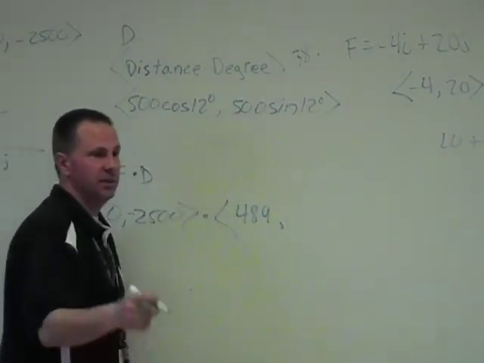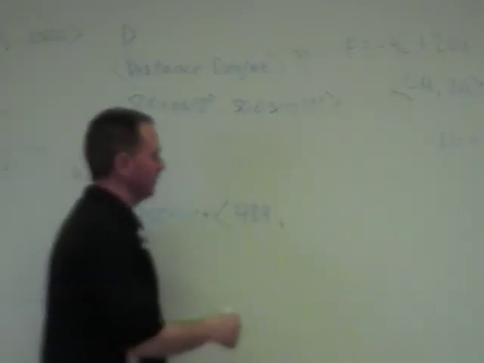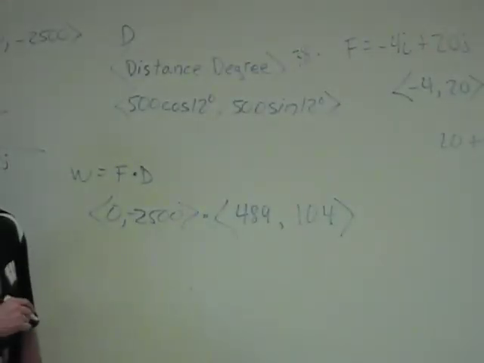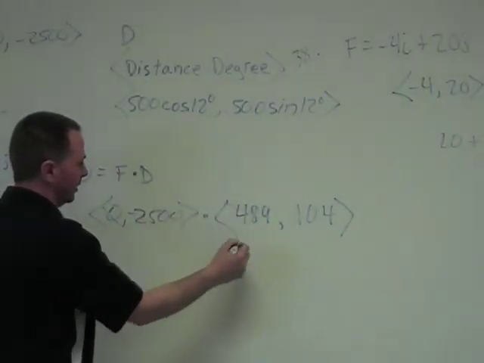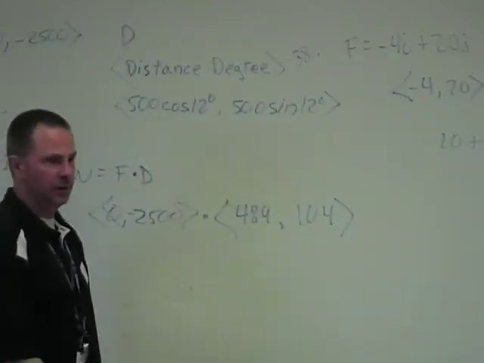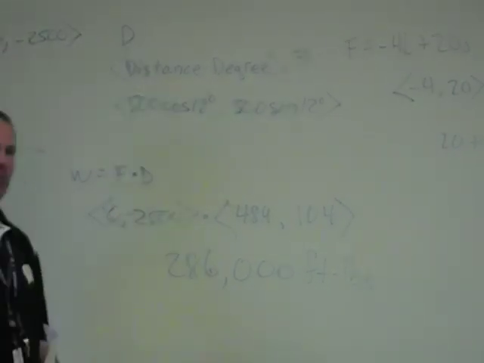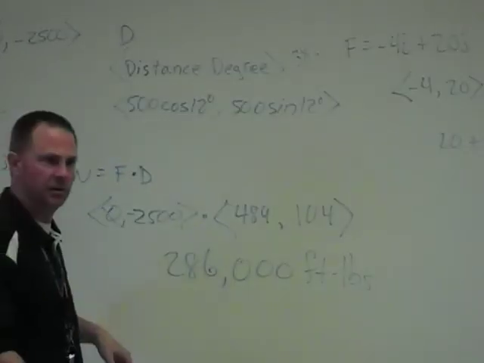And then what is 500 times the sine of 12? 104. 103.9. I would have as many decimal places as possible. The more accurate you are, the better. So now you do the dot product. 0 times 489, that's just 0, plus 2,500 times 104. But your work is not negative. So 286,000 foot-pounds. You move it 500 feet, that's your distance in feet, and it weighs in pounds. So that's just an approximation.